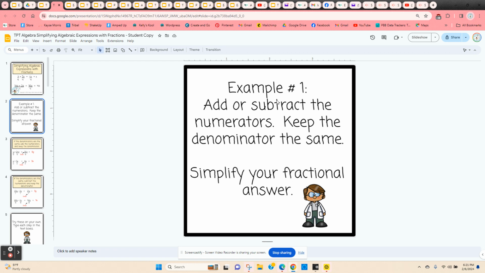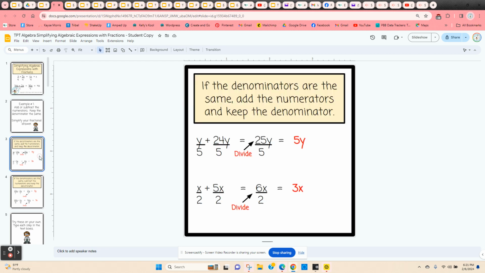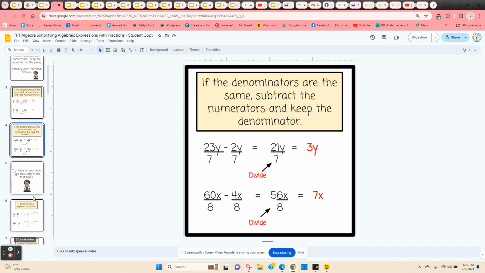So example number 1, students are just going to add or subtract the numerator, keep the denominator the same, and then simplify their answer. So it starts out simple and gets a little bit more difficult as they go. So here's a couple of examples. Just add the numerators, denominator stays the same, and then simplify. Same thing on the next slide.